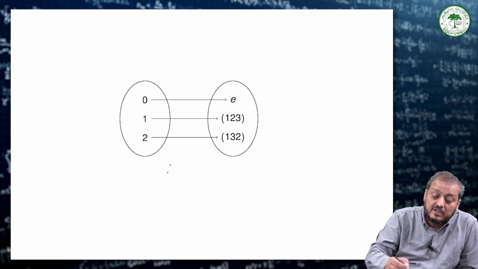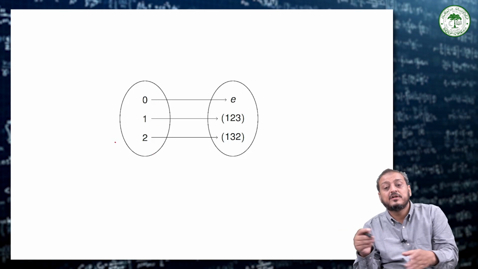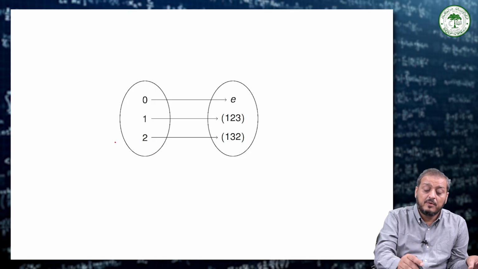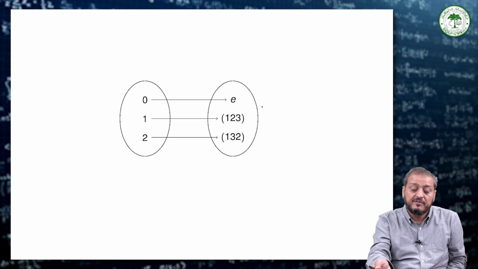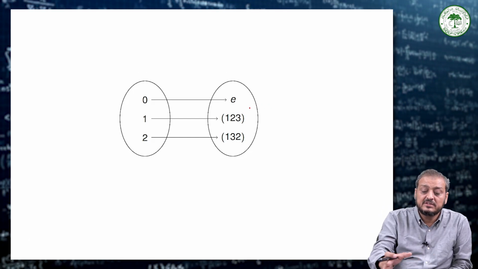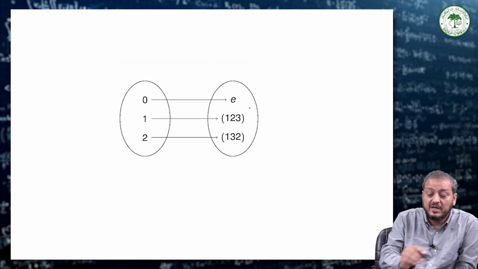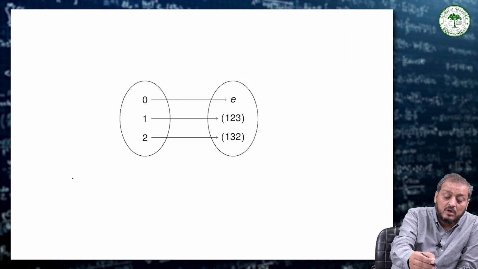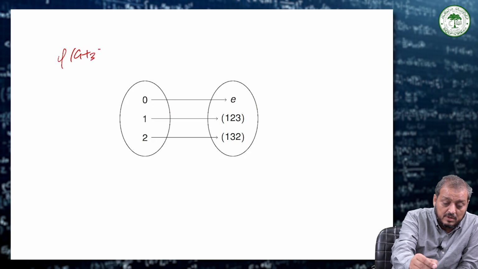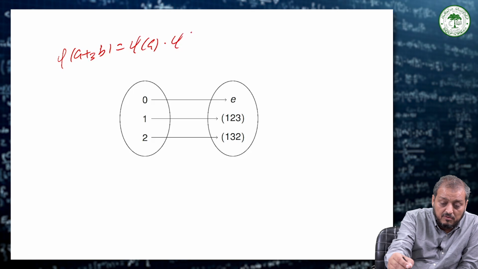So I just say that in this form, 0 to this, 1 to this, and then clearly you see by this figure that this is bijective, because it's a 1 to 1 correspondence, and also every element has an inverse image. So this means clearly this map is bijective, and also this preserves the operation: phi of a addition modulo 3 b is the same as phi of a composition phi of b.